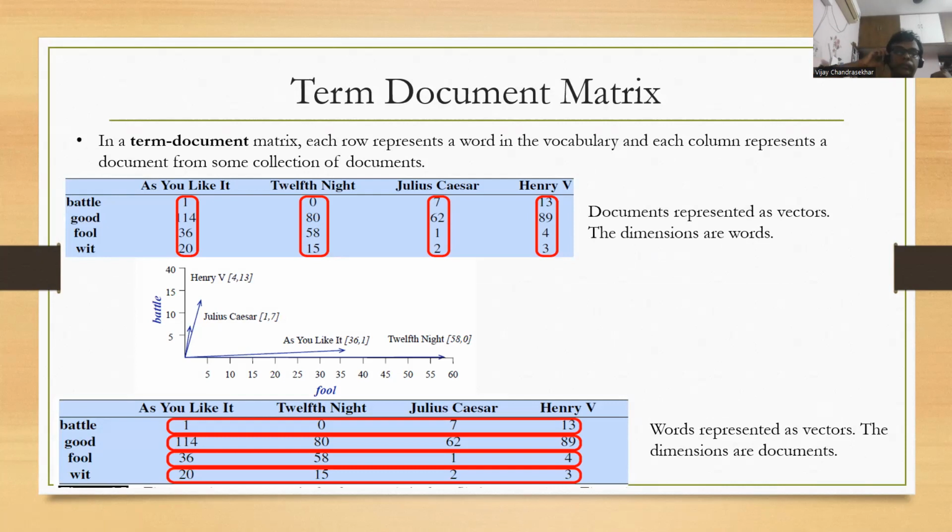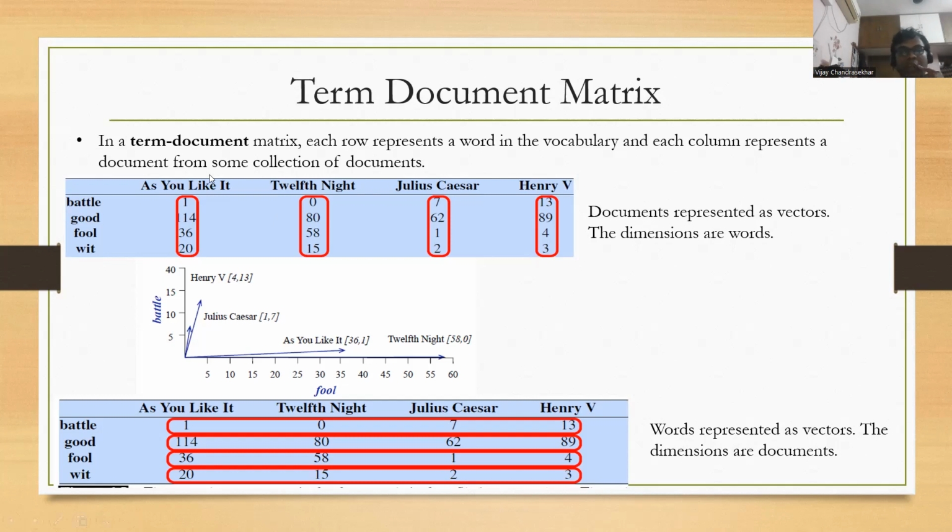Let us say you have a bunch of documents. So in this case you're looking at Shakespeare: As You Like It, Twelfth Night, Julius Caesar, Henry V. All these are works of Shakespeare. So one way to figure out the vector is to look at it from the perspective of what is called a term document matrix.